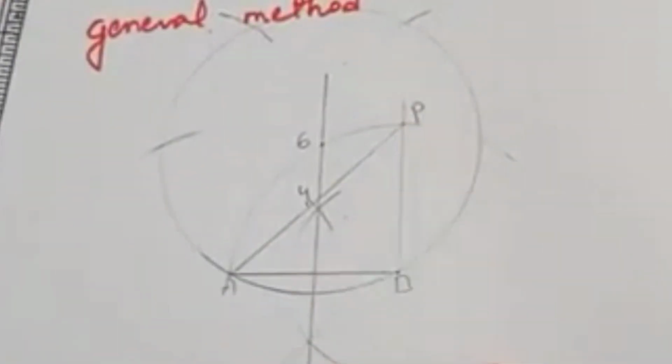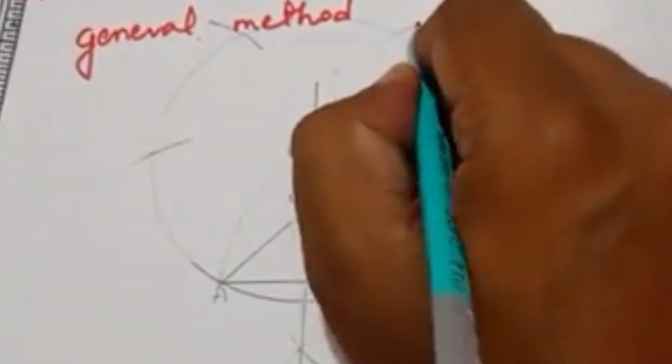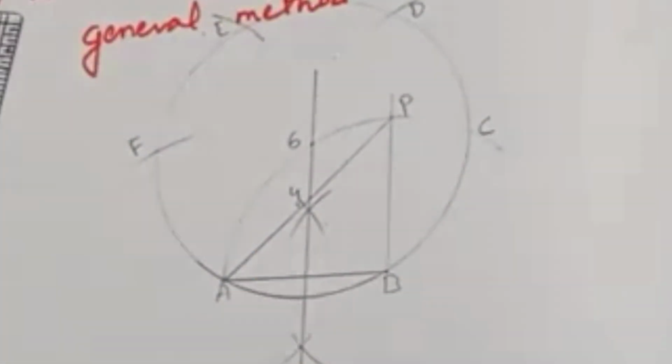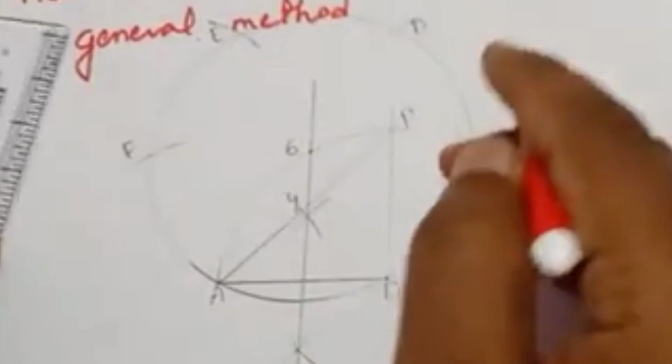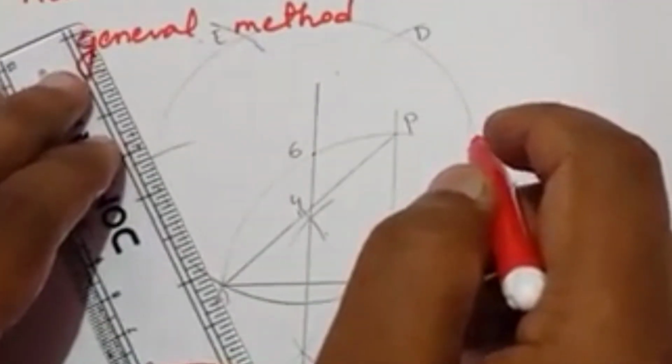Now I can give the namings. This point we have C, this is D, this is E, and this is F. Now join all these points to get the hexagon here.